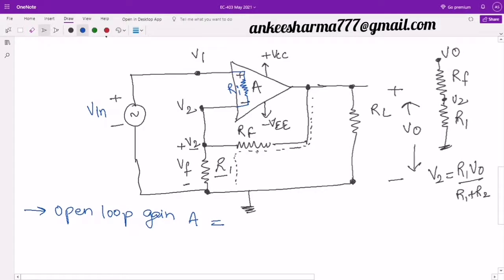We always say that open loop gain is equal to, if this is my output voltage V0, gain is output upon input, and input we have taken as VID, that is the difference of the two input voltages. So that was called open loop gain, where VF and V in were not considered. So can I say that A is nothing but equal to V0 by VID?